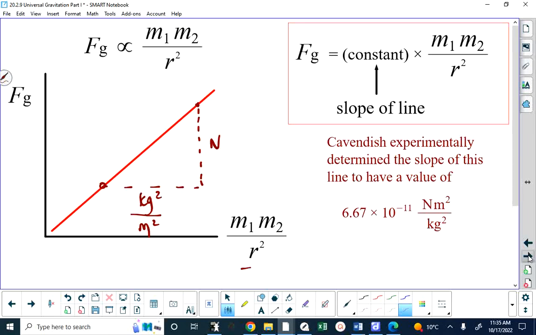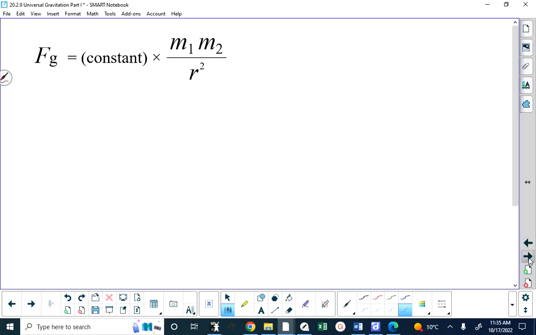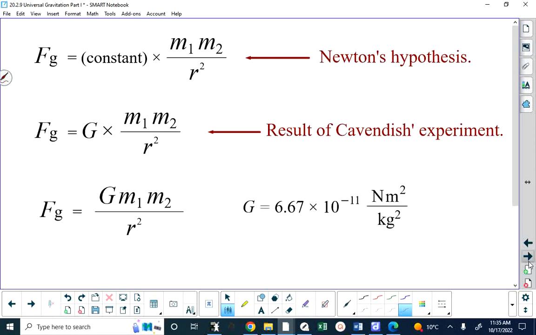So Cavendish determined the value of the slope to be that. What that means, everybody, is that this, which was Newton's hypothesis, becomes this, which Cavendish proved, and we have a formula we can use to make predictions about the real world, about what the force of gravity between myself and the moon would be, or what the force of gravity is between the moon and the earth, or between the earth and the sun.